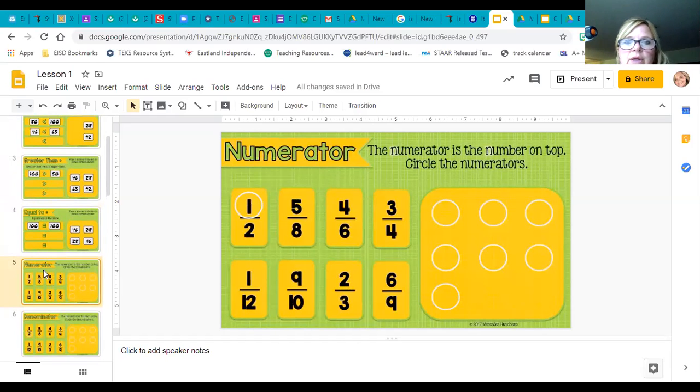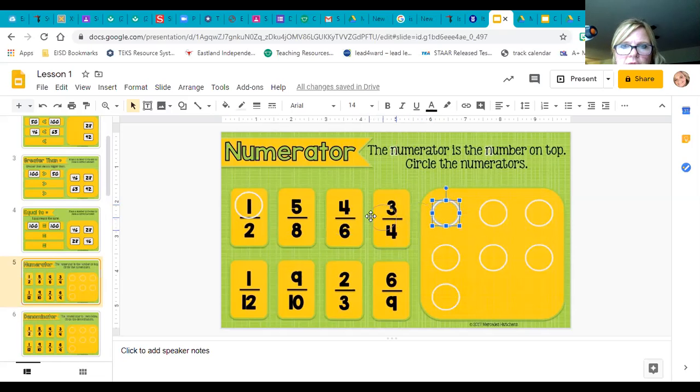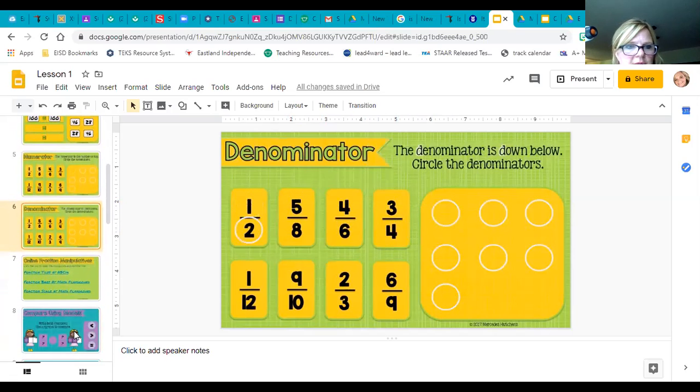Here, the numerator is the number on top. Circle the numerator. So you're going to get your 4 arrows and circle the numerator. Okay. I'm going to go down to the next slide. Denominator, you're going to do the same thing.